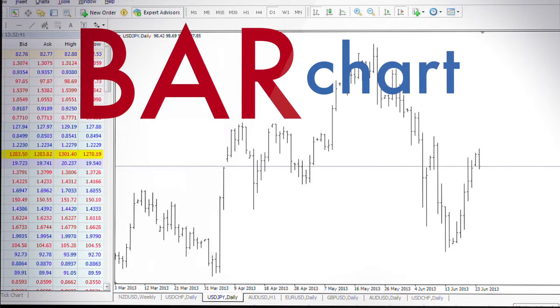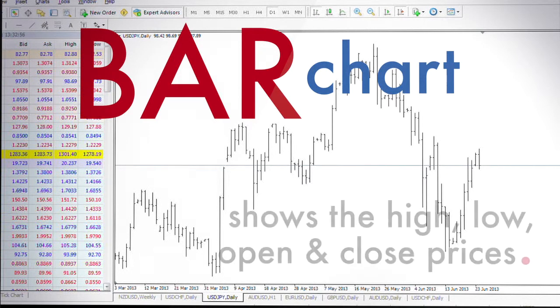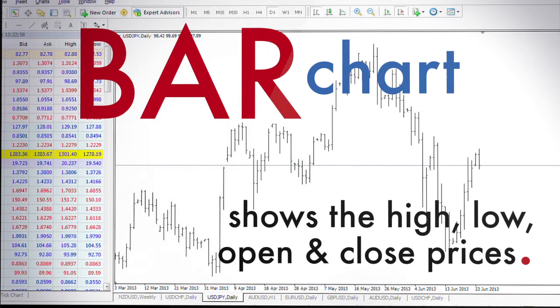The bar chart provides more information than the line chart. The vertical line represents the high and low price for the time interval, and the horizontal lines on the right and the left provide information about the open and close price for that time interval. The advantage of using a bar chart over a line chart is that it shows the high, low, open and close prices for the selected period.